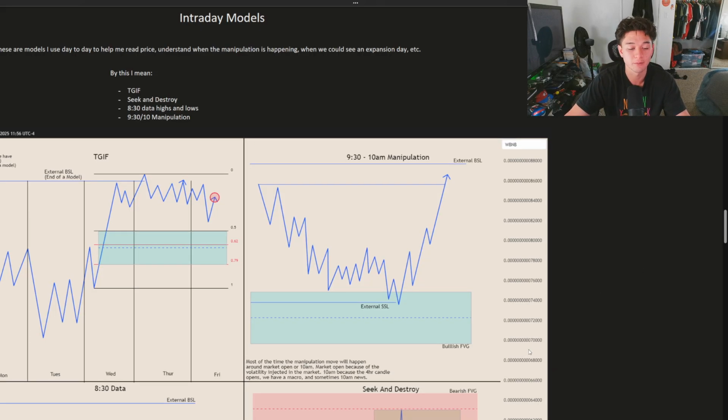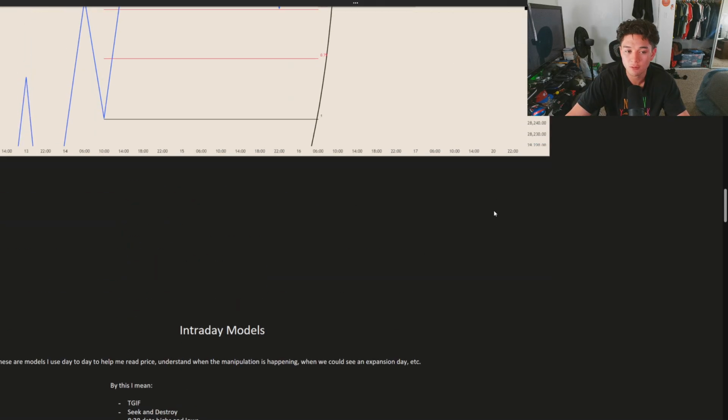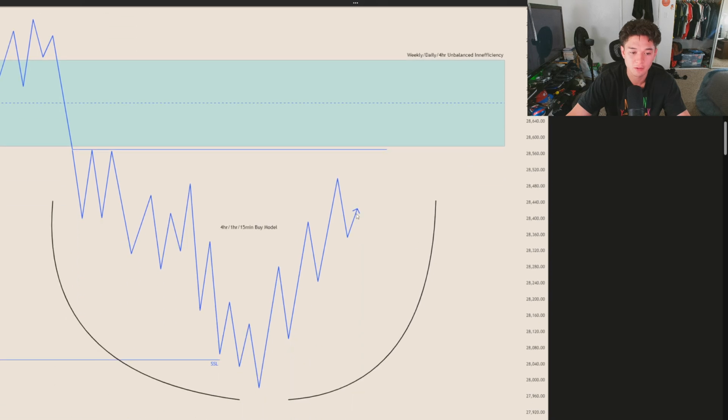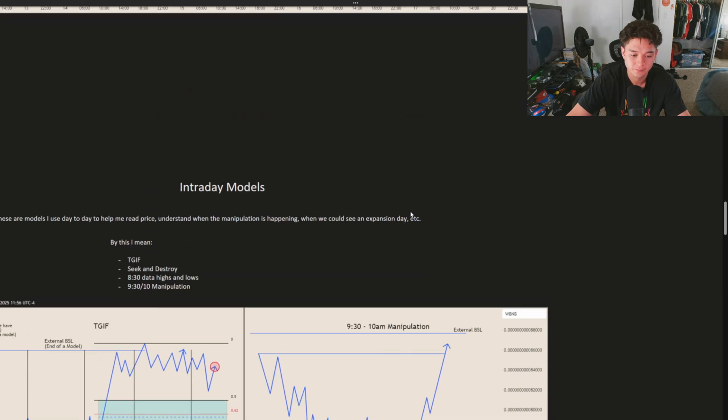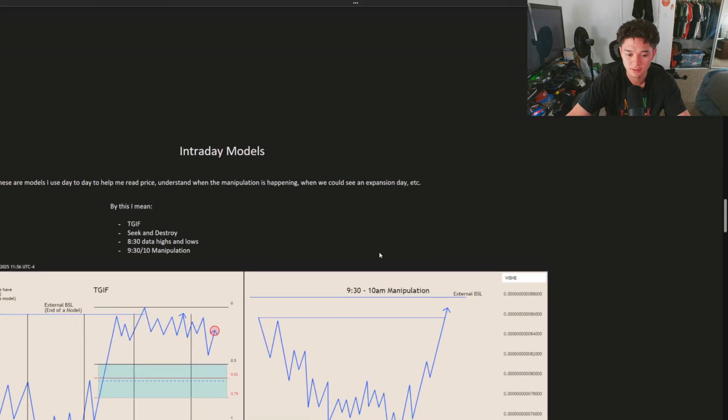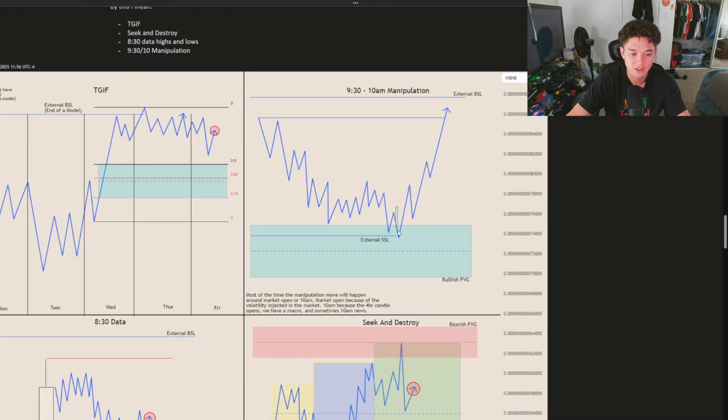I'm really looking for a price to manipulate in the opposite direction and then expand in the opposite direction to whatever bias we have. So maybe we're in a higher time frame buy model. Maybe we're like here. I want to see manipulation. So turtle soup at 10 a.m. at 9:30. I want to see turtle soup and then a displacement move. So yeah, I want to see this around 9:30 or 10 a.m.